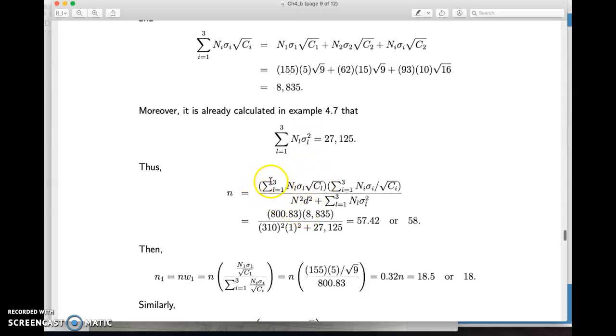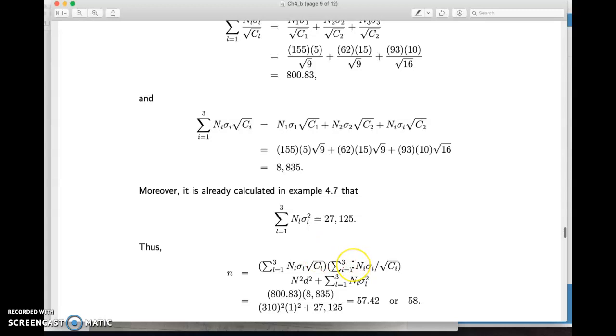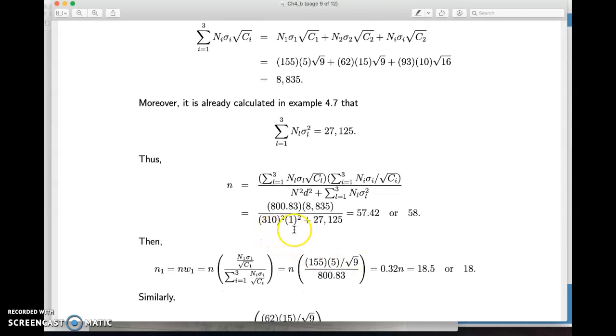Also calculate this bracket, the summation of Ni sigma i multiplied by the square root of Ci. Okay, so these two multiply together, substitute into this equation, and divide by N squared D squared plus the summation of Ni sigma i squared that we obtained from example 4.7. So this is around 57.42. So we need to round this up to 58, so the equation should be greater than or equal to, right? So we need to round it up to 58 so as to satisfy the bound of error, the B requirement.